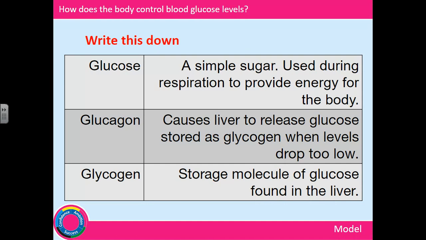Okay, press on. So these are some keywords, and I've chosen these three to isolate and to go through because they all sound very similar and they are all used in the maintenance of our blood glucose levels. The first one is the actual glucose. It's a simple sugar. It's used for respiration, provides energy for our bodies. After that, we have got something called glucagon, which is a hormone which causes the liver to release the glucose, which is stored as something called glycogen, when our levels drop too low. And then we've got glycogen, which is a storage molecule for glucose, and this is found in the liver.